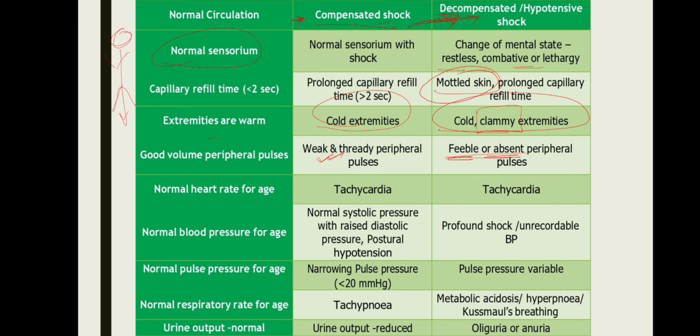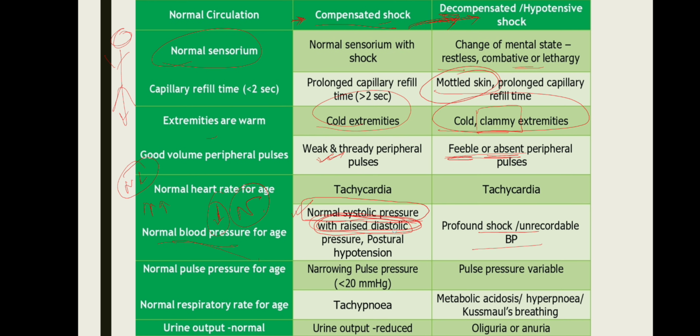The heart rate: in both cases there is a tachycardia due to the compensatory mechanism. The blood pressure in compensatory shock: the systolic blood pressure is normal or slightly decreased, but the diastolic blood pressure is raised. It is very important to know. The systolic blood pressure is slightly decreased or normal, but the diastolic pressure is always high. So if a patient has increased diastolic pressure with normal or low systolic pressure, think about compensatory shock. In case of decompensatory shock, there is an unrecordable BP.